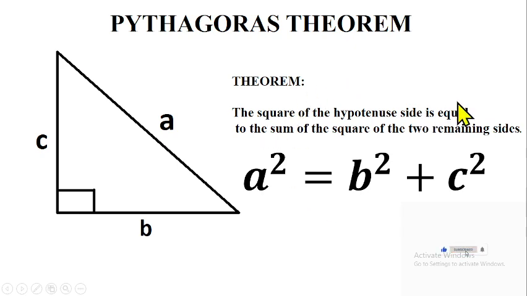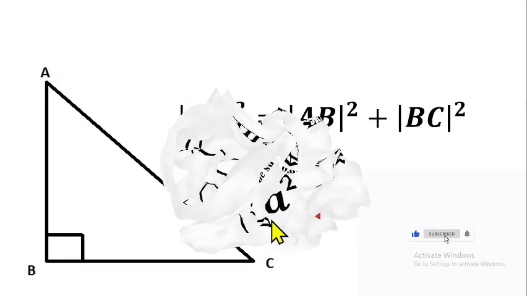That is, the square of the hypotenuse side, locate the hypotenuse side, then square it, is equal to the sum of the squares of the remaining two sides of that right angle triangle. Do we understand that fully? If you understand this, let's see this now.